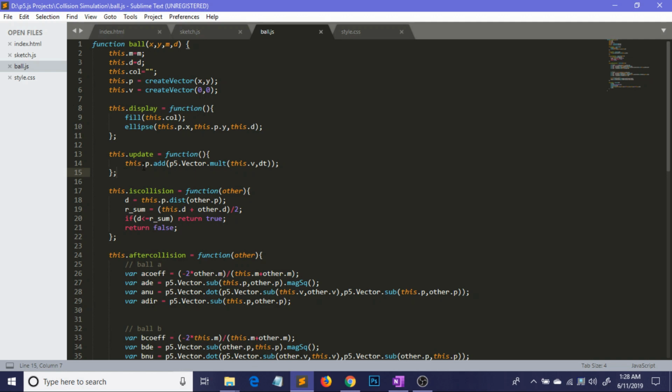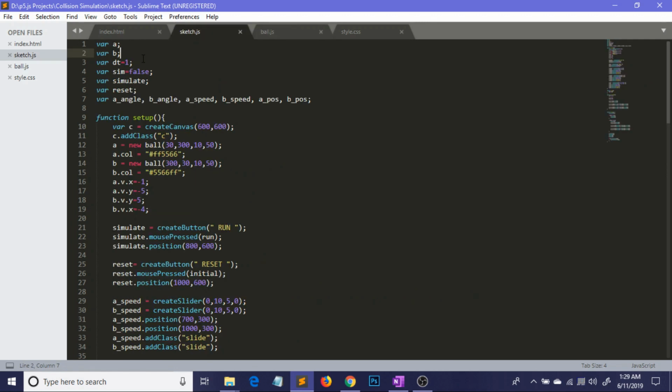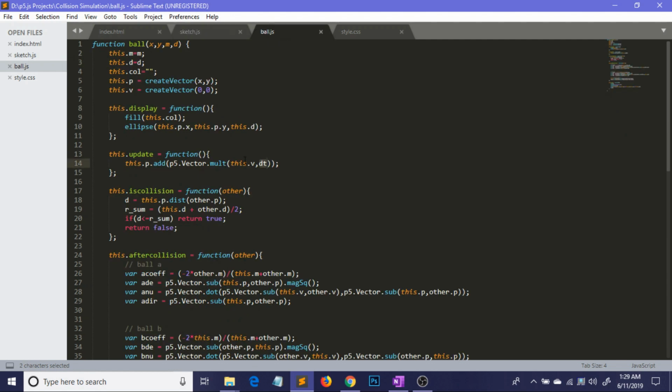You can see that this.p.add simply means we are adding some value to our previous position vector, and the value we are adding, you can guess from the basic physics formula: the new position is equal to the previous position plus velocity multiplied by the time. And here dt is the smallest unit of time, and I have defined it in the global scope as a global variable. dt is equal to 1 in my case, and you can vary this to see different situations arise. That will just change the speed of the simulation.